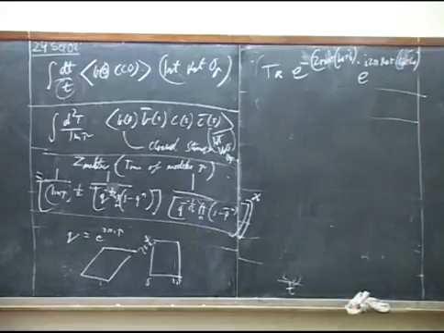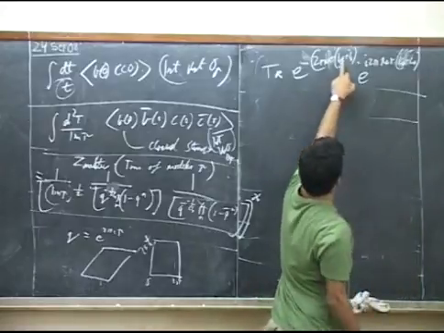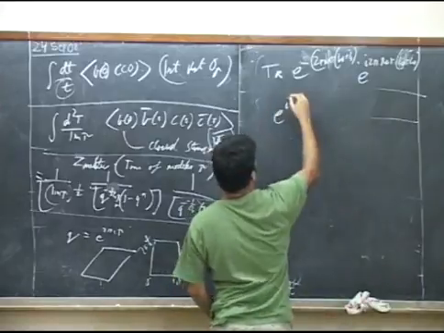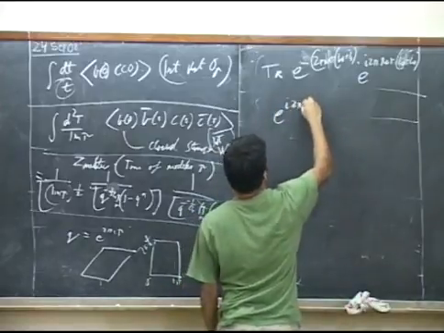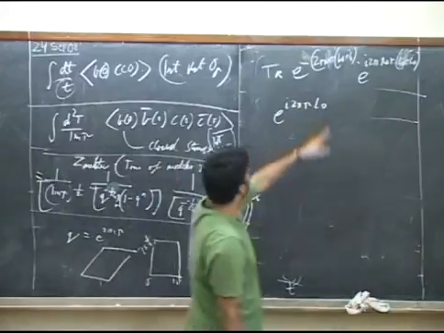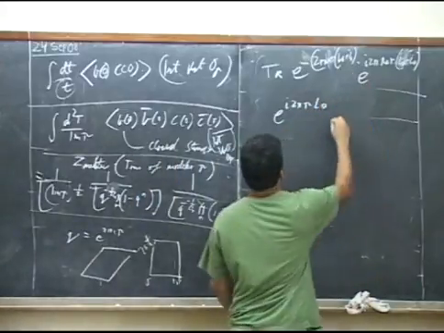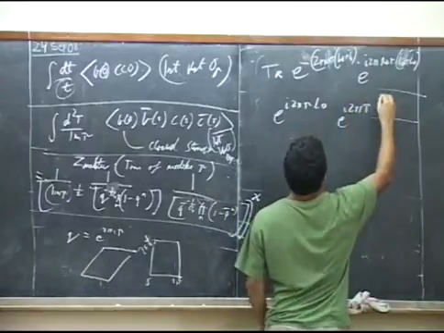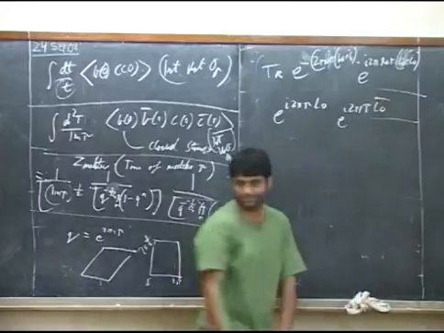Now let's combine it together. So look at the terms of proportion, which are the L0. So this is e to the power i times 2 pi times tau L0, you see, times e to the power minus i 2 pi tau bar L0 bar.